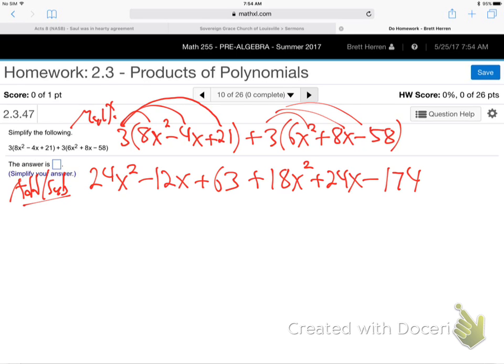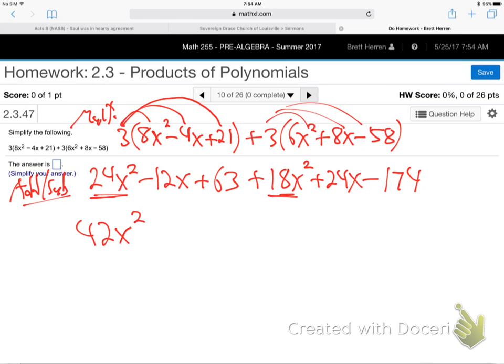Right on that? So 24x squared and 18x squared. Is that what that is? 42? Yeah, 42x squared. And I don't mess with the powers. I don't make that x to the 4th or anything like that. Remember, it's just apples with apples. Just 24 apples and 18 apples, 42 apples. Just keep the letter the same.